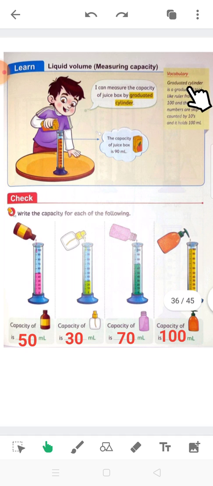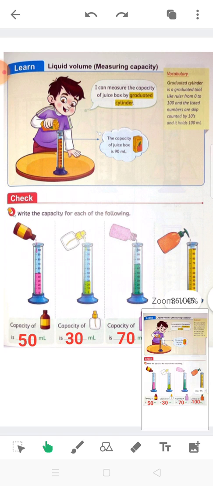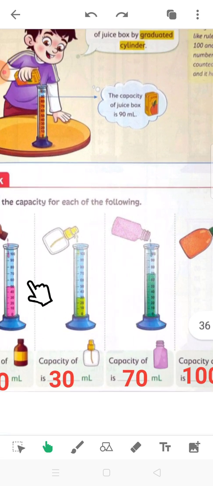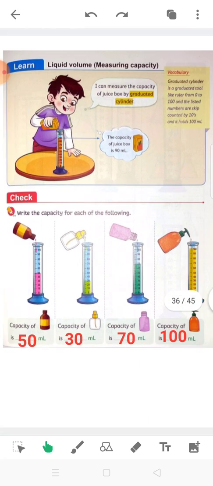Let's talk about the graduated cylinder. It is a graduated tool like a ruler from 0 to 100, and the listed numbers skip count by tens, and it holds 100 milliliter. Okay, write the capacity for each of the following. Let's see the first one. Here we have, look, this is 0, 10, 20, 30, 40, 50. So the capacity is 50 milliliter.